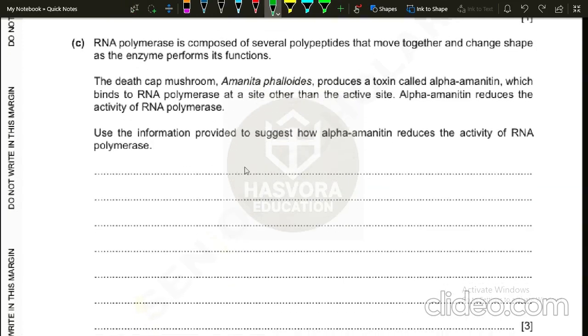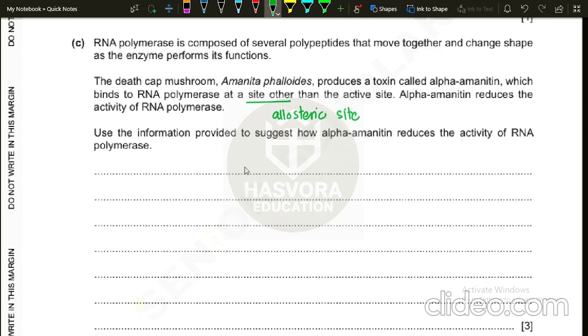RNA polymerase is composed of several polypeptides that move together and change shape as the enzyme performs its function. The death cap mushroom, Amanita phalloides, produces a toxin called alpha-amanitin, which binds to the RNA polymerase at a site other than the active site. So whenever they talk about a site other than the active site, this means an allosteric site, and this means that it is a non-competitive inhibitor. Alpha-amanitin reduces the activity of RNA polymerase. Use the information provided to suggest how alpha-amanitin reduces the activity of RNA polymerase. So it is binding to an allosteric site. It is a non-competitive inhibitor.